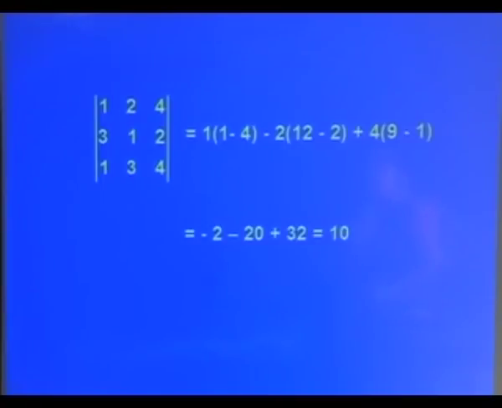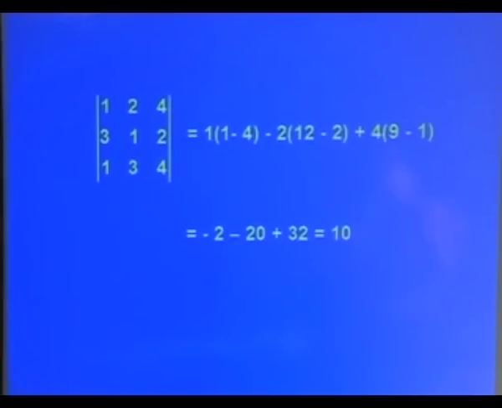Now, we can see that if we evaluate this determinant by the normal definition which I have given you earlier, then this comes out to be 10. So, the result is the same. The determinant evaluated by the usual definition also comes out to be the same as we have obtained in the case of triangular reduction.